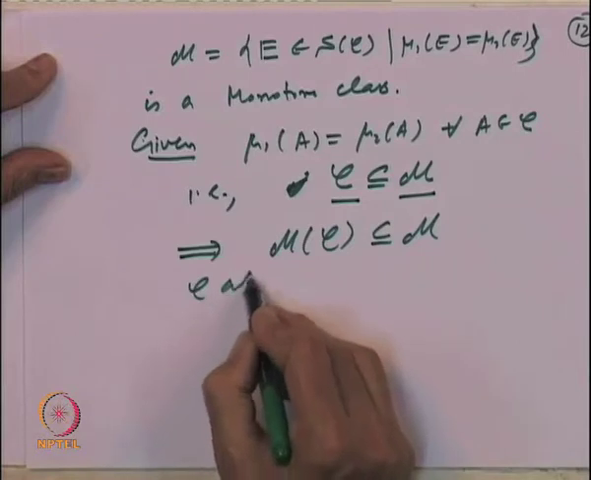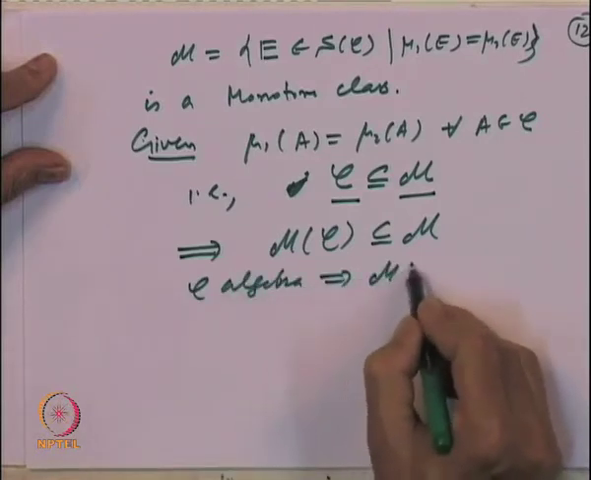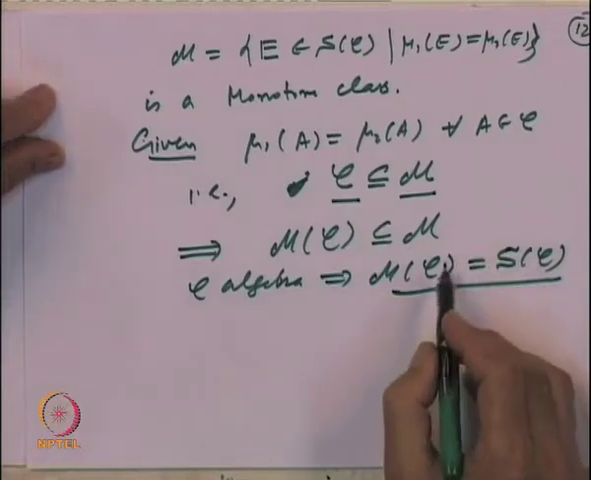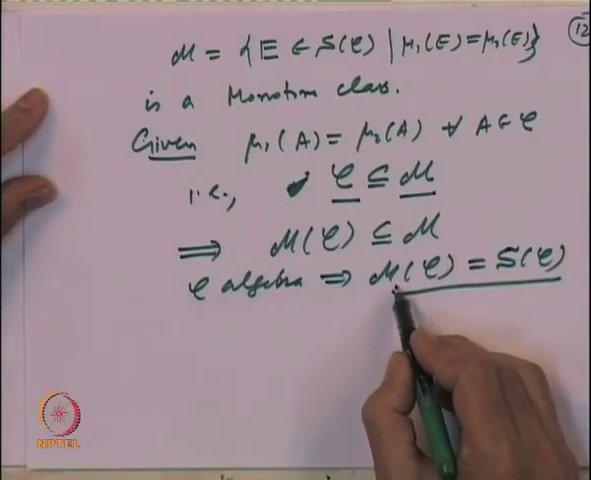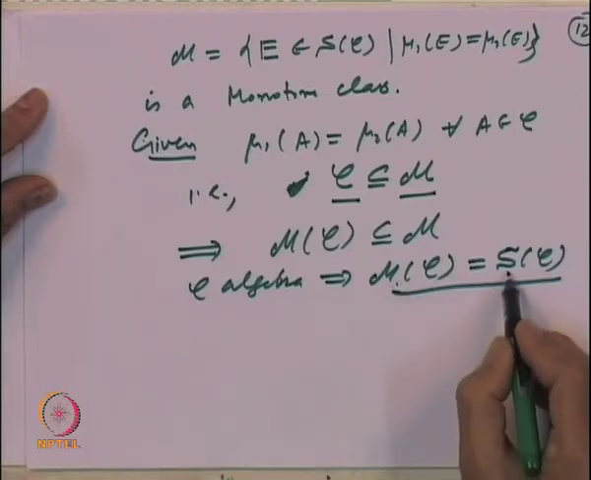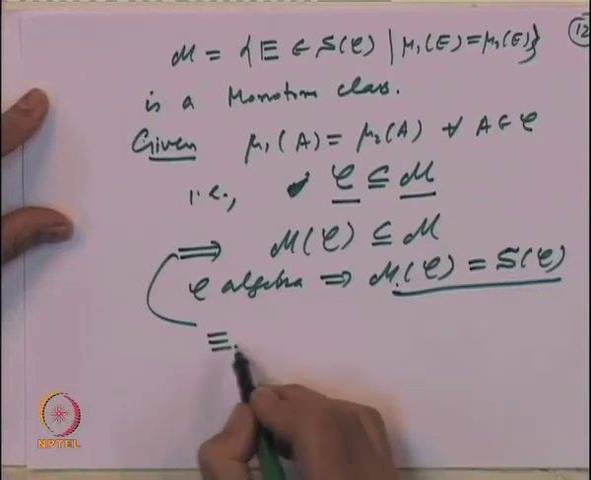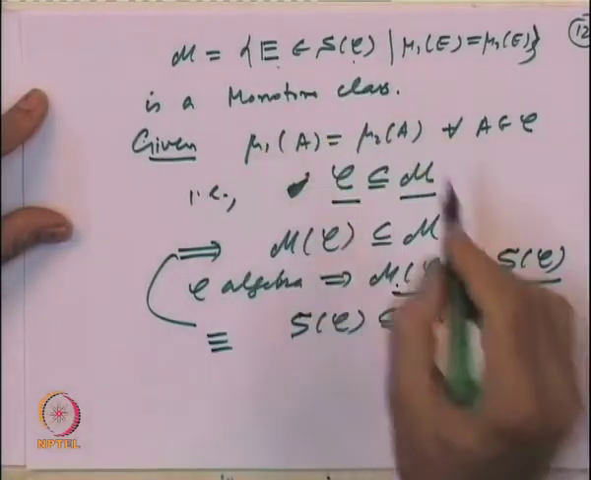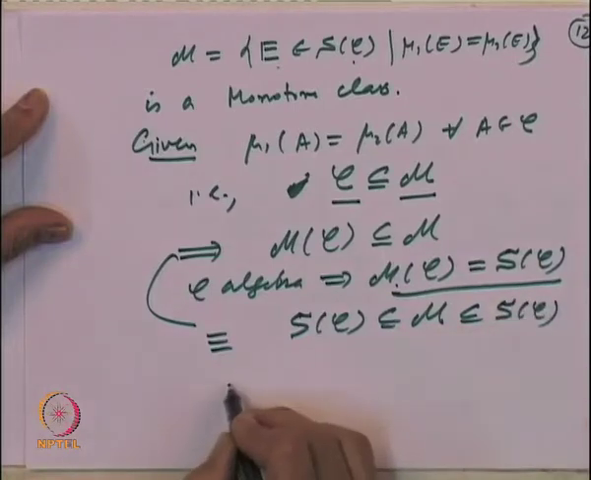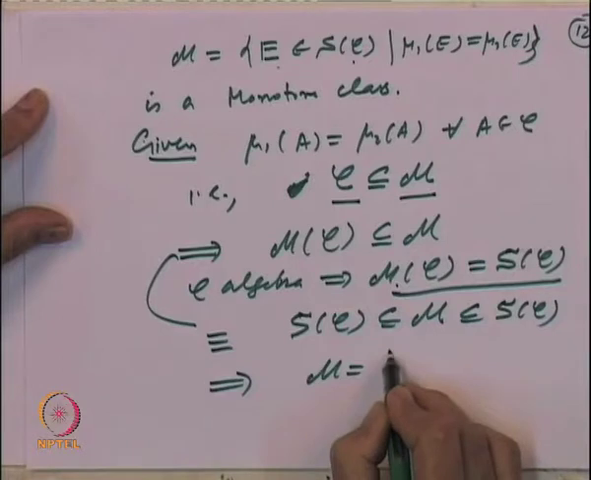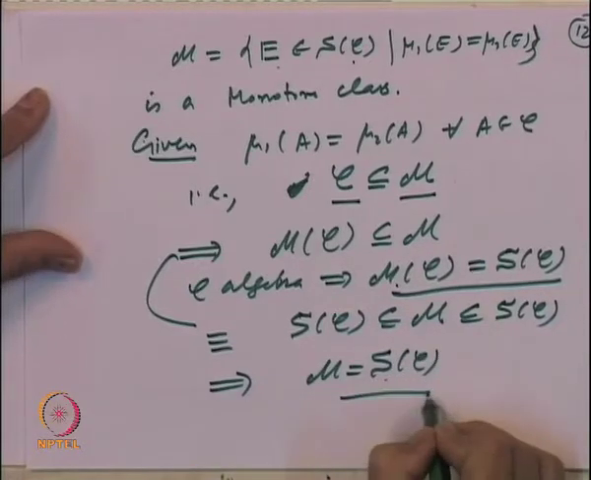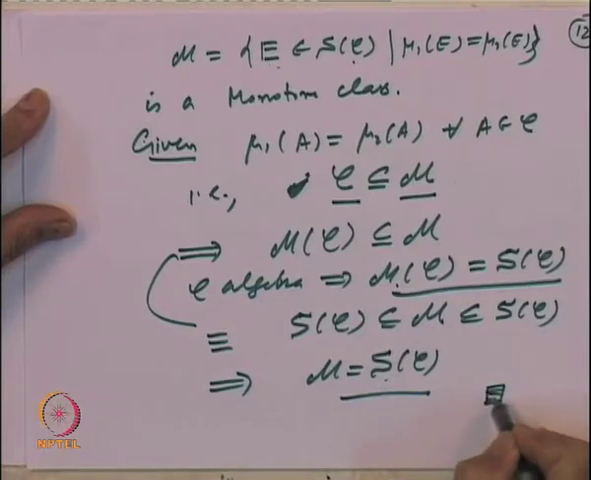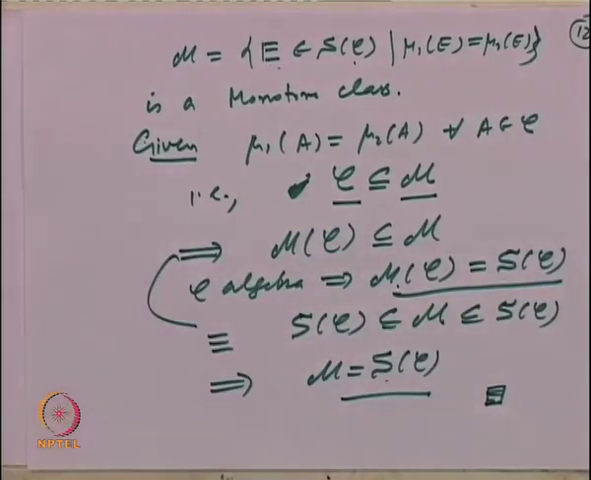But note, C being an algebra implies M of C is equal to S of C. This is an important theorem which we had proved, that if you take an algebra and generate a monotone class out of it, that is the same as generating the sigma algebra out of it. So, this is the same as saying that S of C is contained in M, but M is a collection of subsets of S of C. So, that is inside S of C. So, that is the same as saying that M is equal to S of C, the sigma algebra generated by C, and that means what? For all elements E in S of C, mu 1 of E is equal to mu 2 of E. So, that proves the uniqueness theorem.